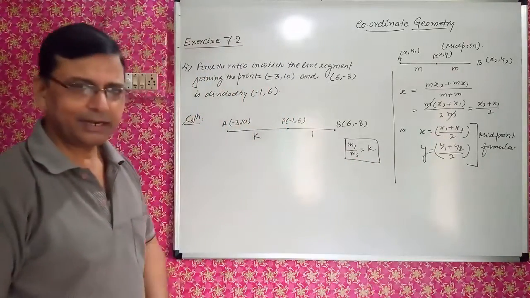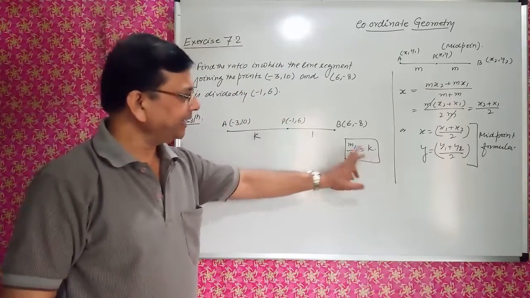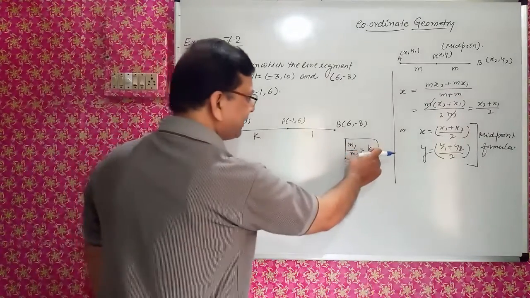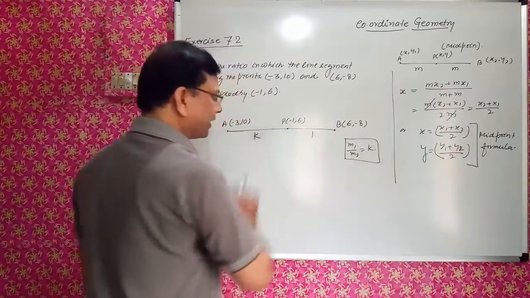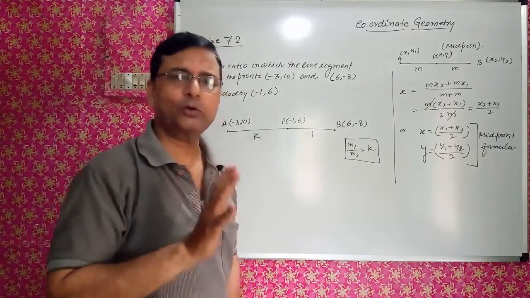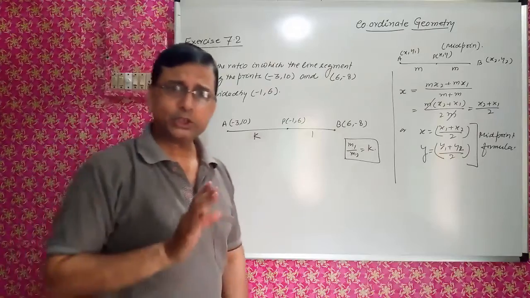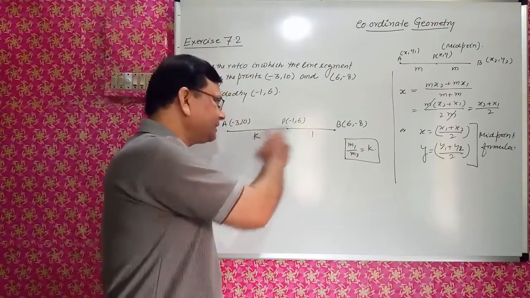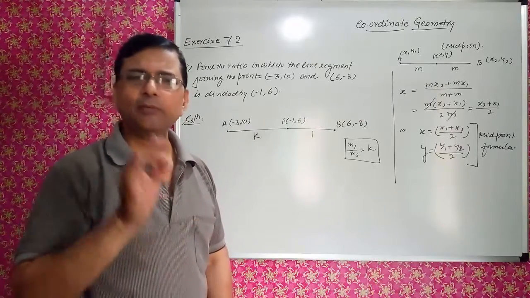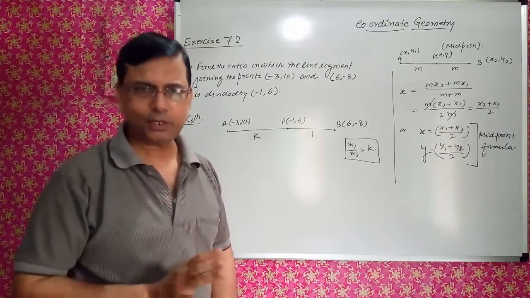So the ratio we can find. If I get K, that means that is the ratio. So I will write M1 by M2 is K by 1, K by 1 means K is to 1. This way also we can proceed. Remember, wherever you are required to find the ratio of division of a line segment, you should assume K is to 1, because there will be only one variable and you can find the value of K.